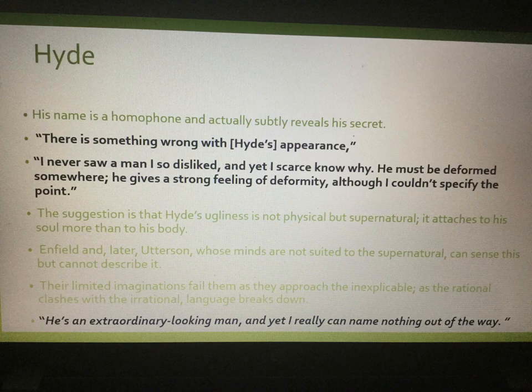So this quotation suggests that Hyde's ugliness isn't physical but supernatural. It's something that is attached to his soul more than his body. Enfield and Utterson, whose minds are not suited to the supernatural, can sense this, but they can't describe it. And their limited imaginations fail them as they approach the inexplicable, and as the rational clashes with the irrational and language breaks down. Another quote, "he's an extraordinary looking man, and yet I really can name nothing out of the way." Got some more details about Hyde on the next slide.